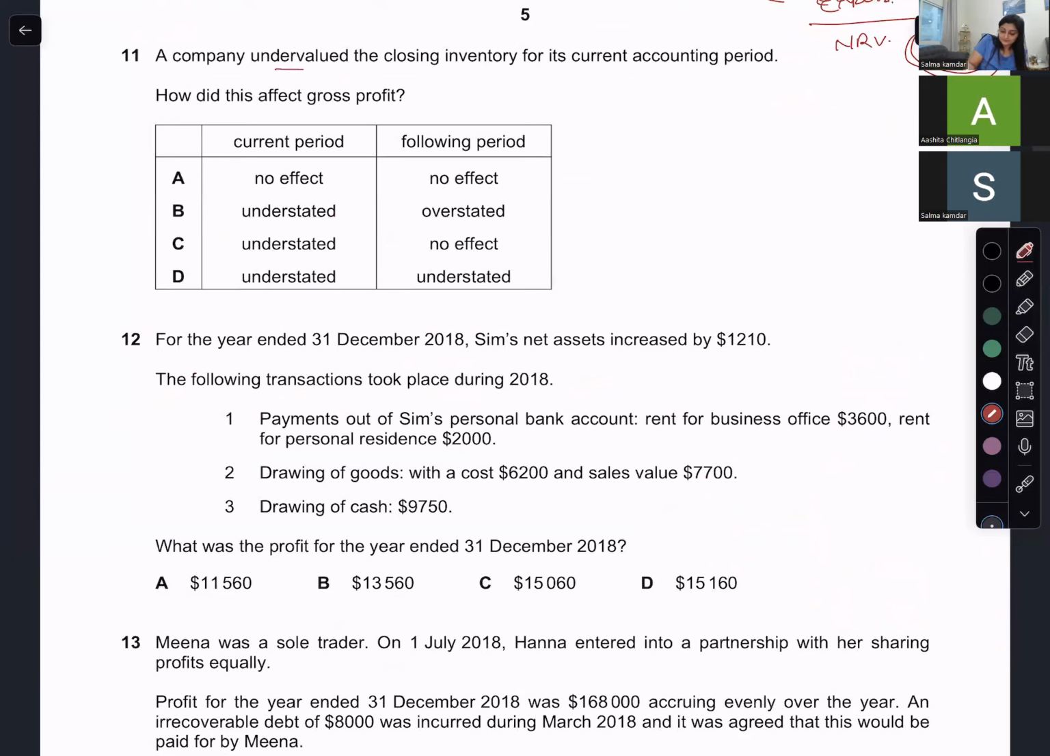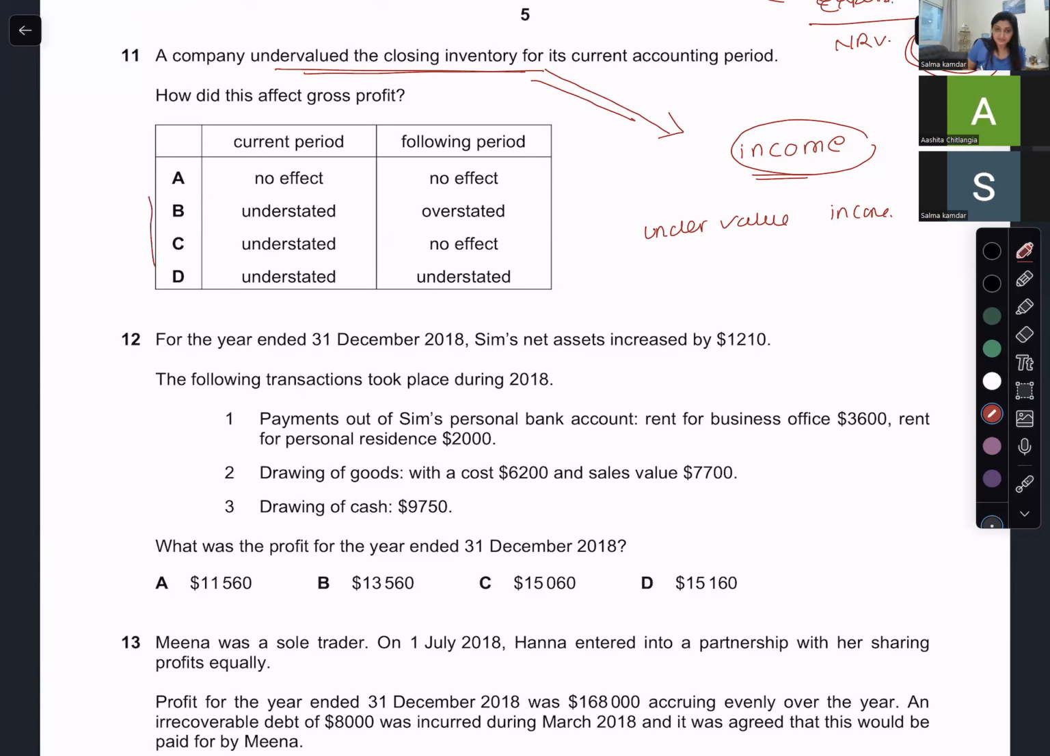A company undervalued closing inventory for its current accounting period. Closing inventory is a current asset, and we treat it as income. So if you undervalue closing inventory, your profit is understated. Undervalued income means you have understated your profits, so gross profit of the current year will be understated.